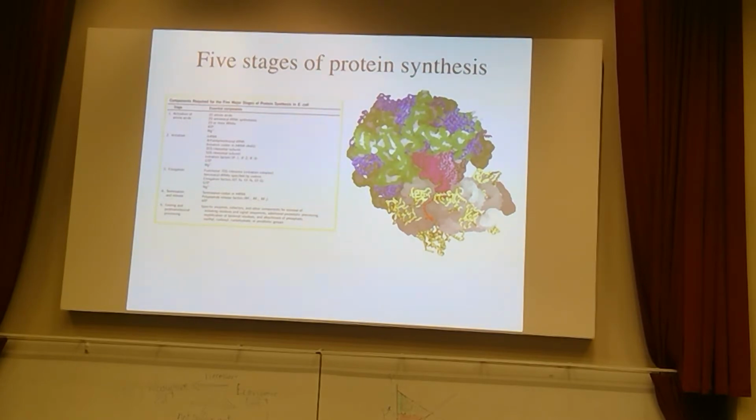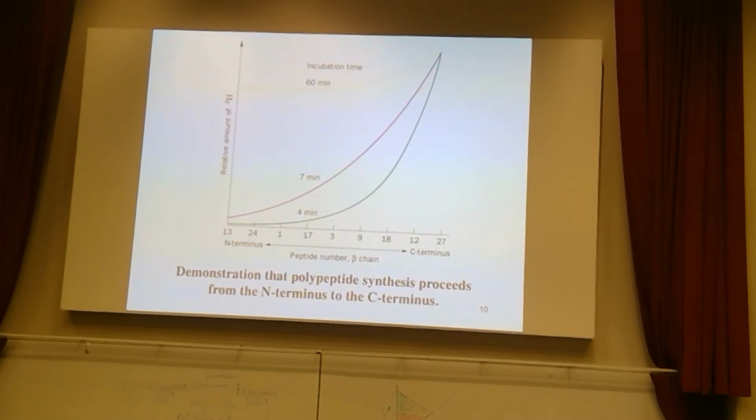Sorry, do you mind going back to the previous slide for a second? So are we saying that the synthesis is happening from the C-terminus to the N-terminus? No. The synthesis begins at the N-terminus and completes at the C-terminus. So why would we see the radioleucine at the C-terminus?